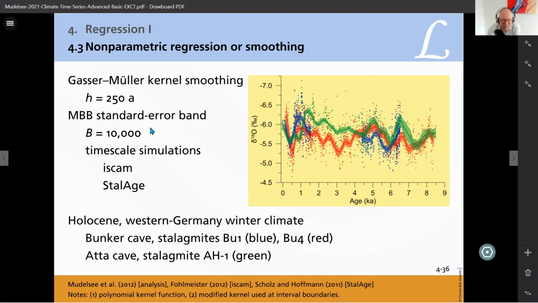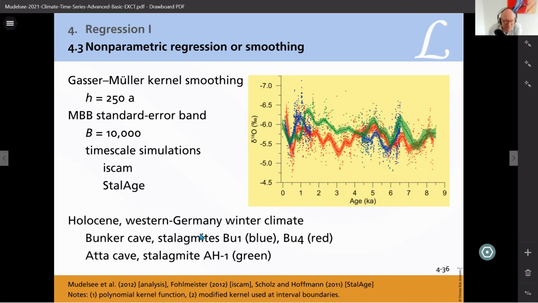Okay, so this was work done together with colleagues. I think it's Dennis Scholz and Dirk Hoffmann and Jens Fohlmeister. These are colleagues who work on developing age models and doing dating. And because the time scale is not exact, this again is not the hobby horse of statisticians, uncertain time scales. But this is often the situation with paleoclimate people.